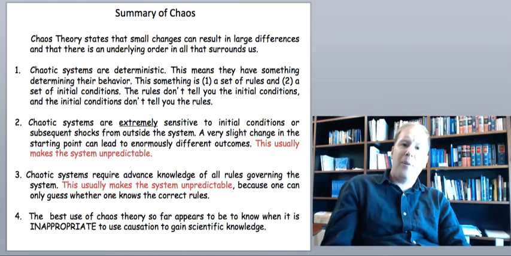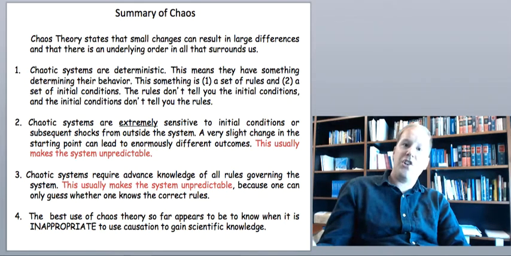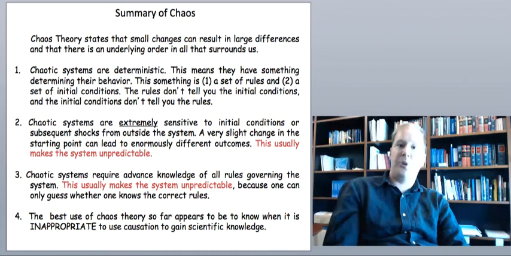So, in summary, the best use of chaos theory or fractals appears to be to know when it is inappropriate to use causal knowledge to estimate the markets, not to actually predict something itself. So we can rule out causation and say we're now in the realm of fractals, and we can create patterns that look like what's going on, and we know not to use causation methods here, but it doesn't necessarily mean we can actually predict what's going on.